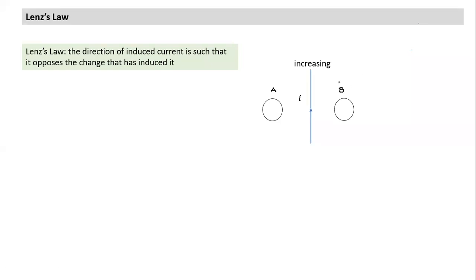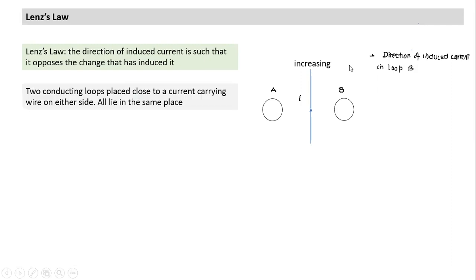So let's see. I want to find out the direction of induced current in the loop which is on the right hand side. Can you think of how I should find the direction of induced current in loop B? The two conducting loops are placed close to the current carrying wire on either side and lie in the same plane. Can you think of a method? What do I need to find before I find the direction of induced current in the loop?